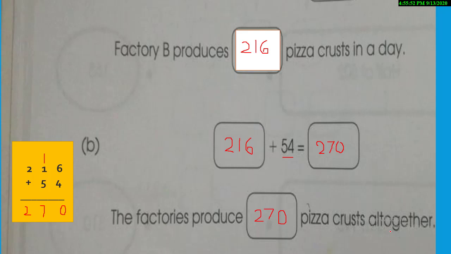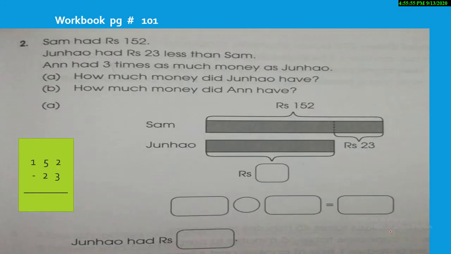Okay, so now my students, let's move on to workbook page number 101. These two word problems are very easy because everything is written over here and you are just putting the numbers, doing your working, and you got your answers. So let's start reading the word problem first. What do they ask you? Sam had rupees 152.